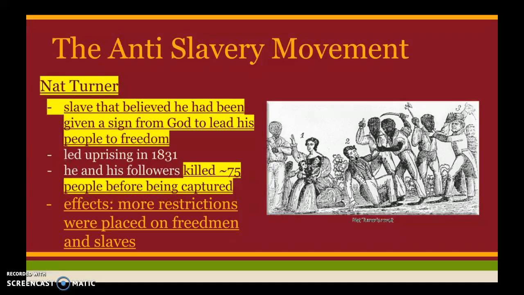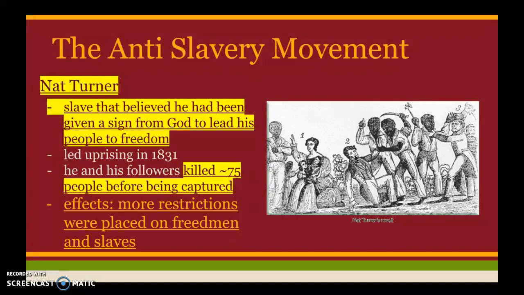Estimates also vary on the amount of black people who lost their lives due to Nat Turner's rebellion, but it was many more than the white people who were killed. In the aftermath, the frenzy that followed Nat Turner's rebellion, many black people were being killed simply, you know, for being black. Many of them had no direct ties to Nat Turner's rebellion, but suffered the consequences anyways.